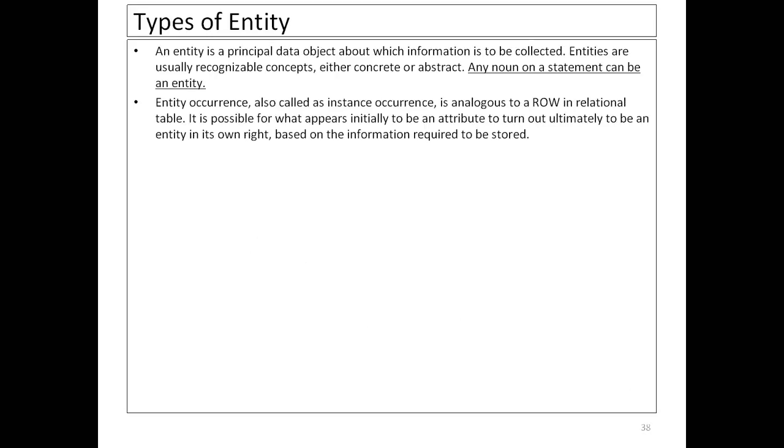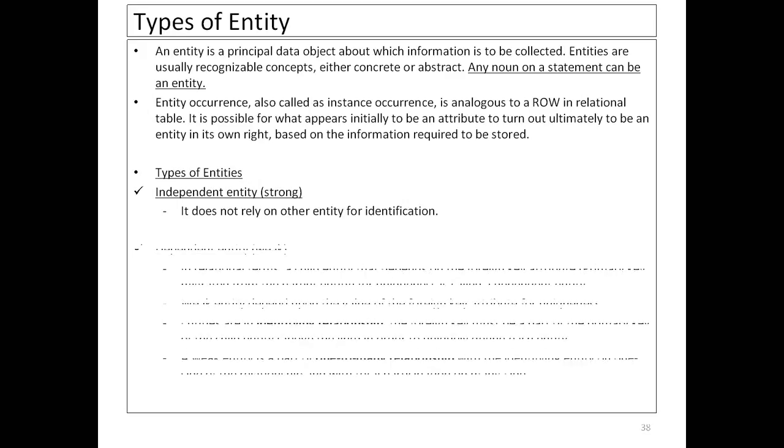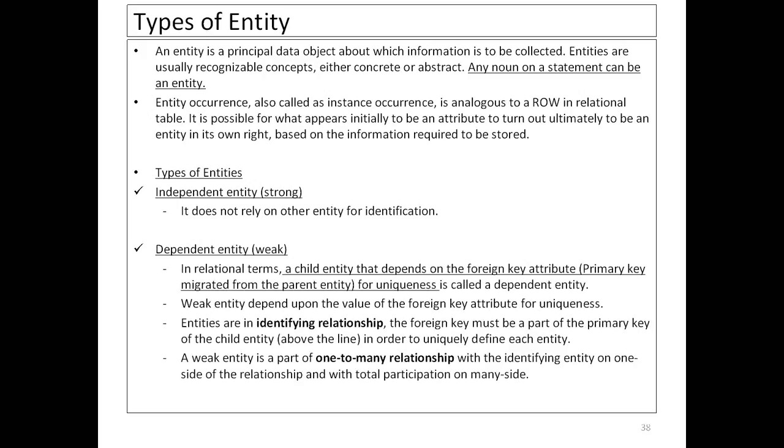Types of entities. An entity is a principal data object, and a noun in a statement can be considered as an entity. Let us see how to go about it. Now, what are the types of entity? There are two types of entity: an independent entity or a strong entity, which does not depend on any other entity for its identification. It is the parent table.